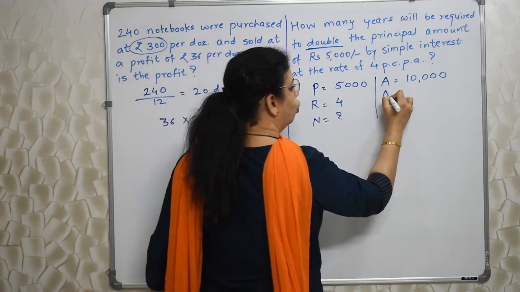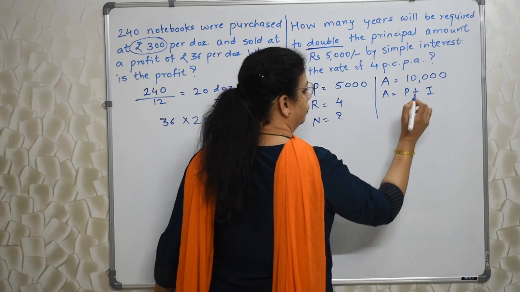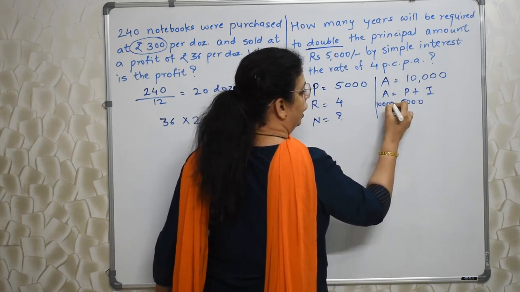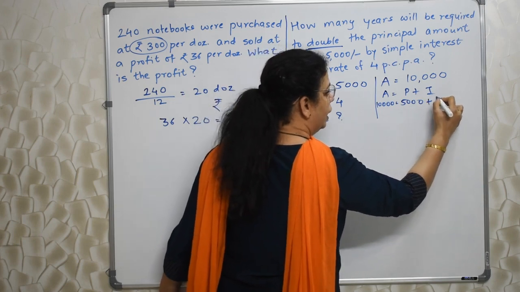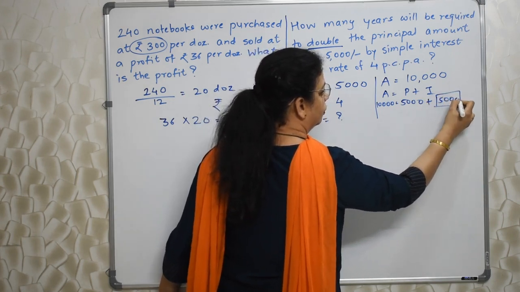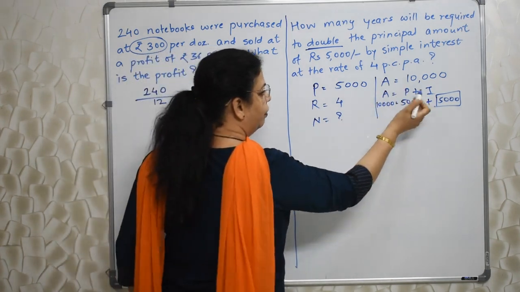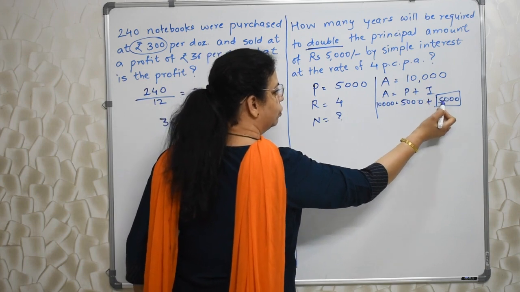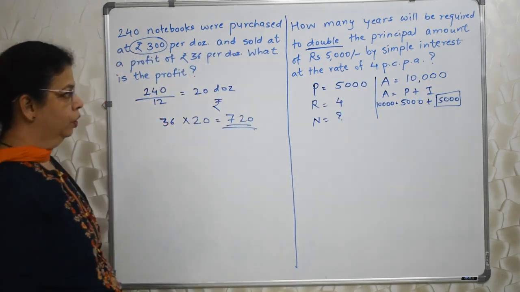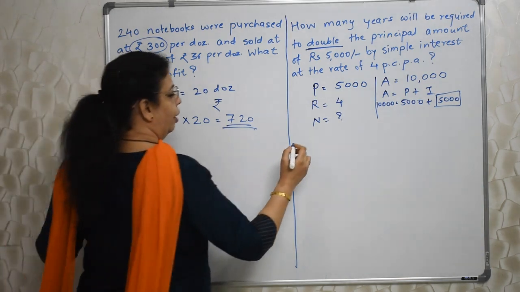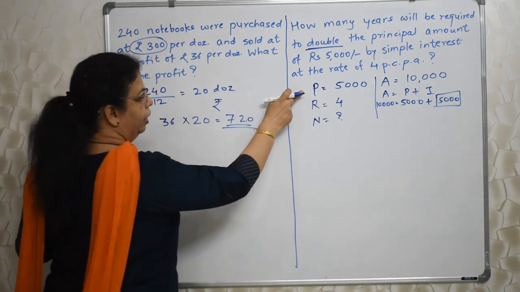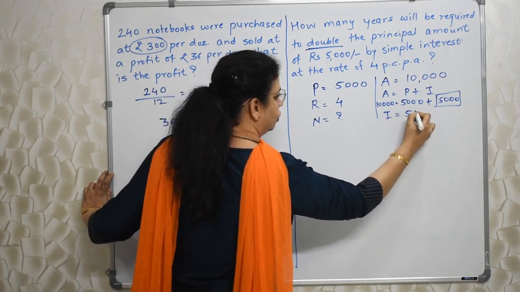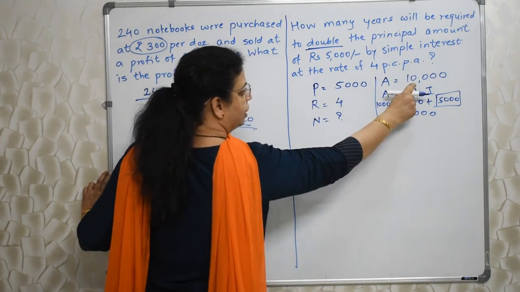Because as you know, A is equal to P plus I. P 5,000 है, ये अभी हम लोगों ने 10,000 निकाला. Why? Because interest 5,000 is added. So P plus I will give you this A. So P is 5,000, so I also must be 5,000. That's why we have got this 10,000. Now we have everything whatever is required. We have P, we have R, we have I. I is equal to 5,000. ये भी हम लोगों ने निकाला with the help of this 10,000.